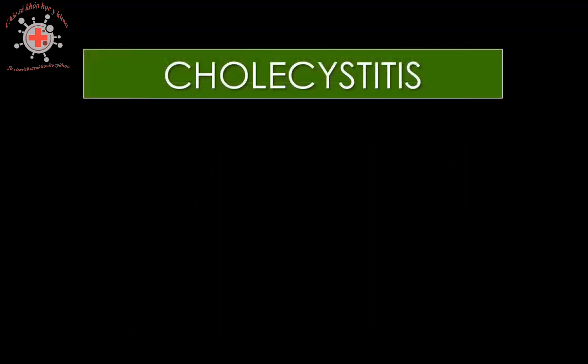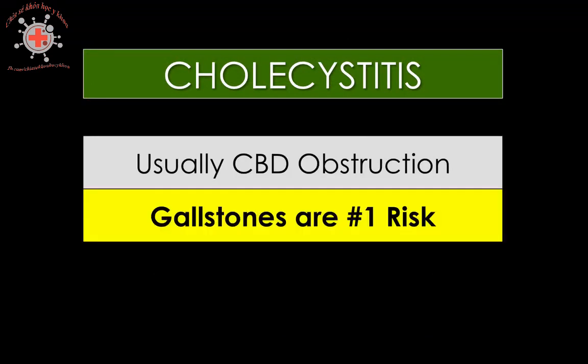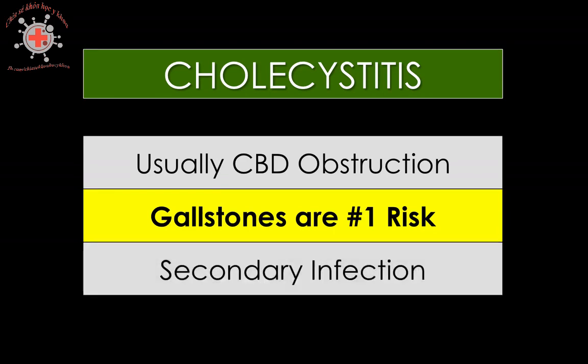Cholecystitis is inflammation of the gallbladder. This is usually caused by obstruction of the common bile duct, and therefore the presence of gallstones is the number 1 risk factor for development of this problem. Inflammation is created by increasing pressure caused by the obstruction of flow of bile into the gastrointestinal tract. The bladder often becomes secondarily infected.